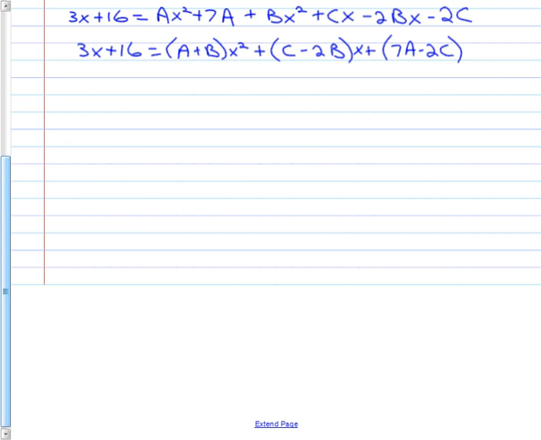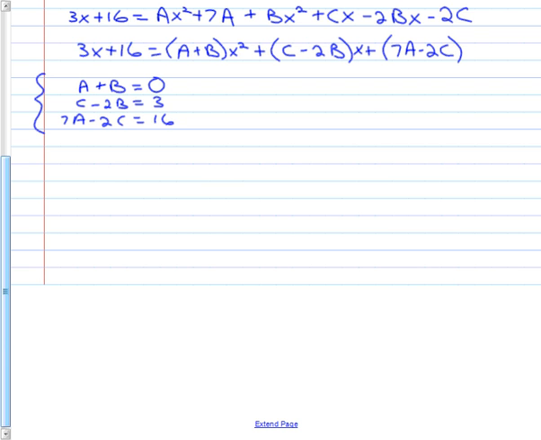So this implies that a plus b equals what? Oh, 0. Why 0? Because there's no x squared term. So I must have 0 x squareds, because there aren't any x squareds on the left. So it must equal 0. And c minus 2b equals 3, and 7a minus 2c must equal 16.